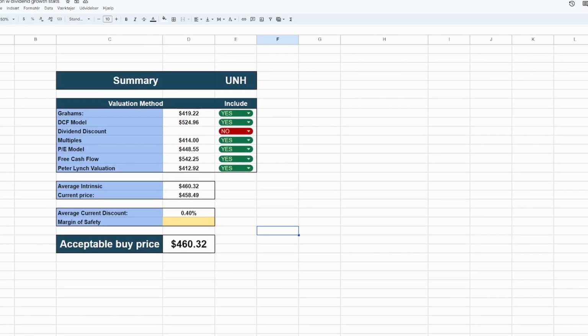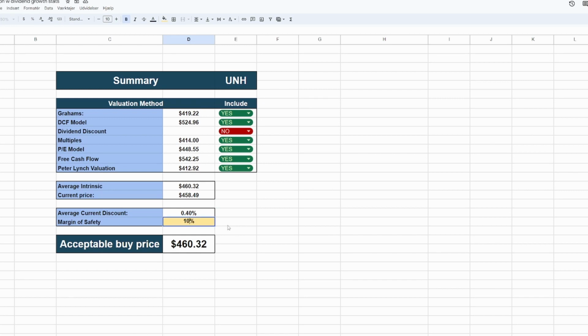Let's jump into the summary, where we take all our different valuation models and throw them in here. I did exclude the dividend discount, as you can see it has a negative value, so I excluded that one. The remaining ones give us an average intrinsic value of $460. The current price being $458, meaning that the current discount is minus 0.4%, meaning that it's roughly at a fair value right now.